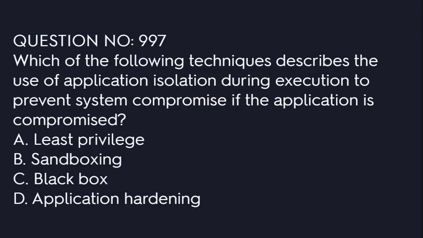Question no. 997. Which of the following techniques describes the use of application isolation during execution to prevent system compromise if the application is compromised? A. Least privilege. B. Sandboxing. C. Black box. D. Application hardening. B.